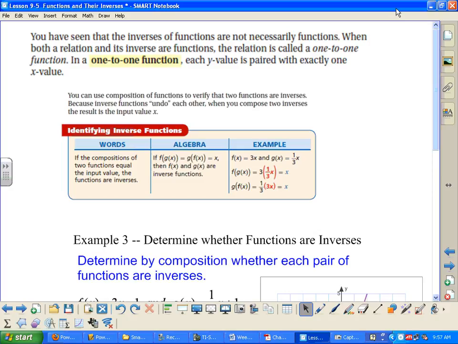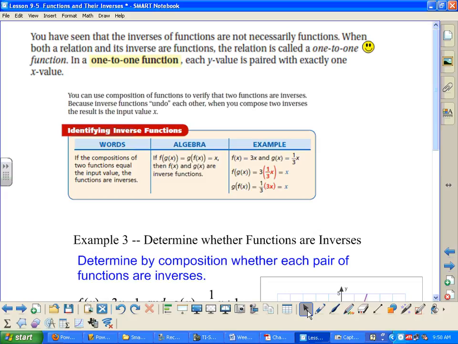So you've seen the inverse of functions are not necessarily functions. When both a relation and its inverse are functions, the relation is called one-to-one. In a one-to-one function, each y value is paired with exactly one x value. So basically, we start out with a function. Our original is a function. If it passes the horizontal line test, then the inverse is a function. So if both the original and the inverse are functions, then they have to be one-to-one.